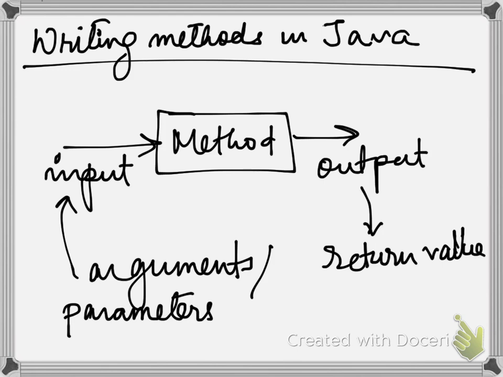Now, most programming languages allow only a single value to be returned, while there are some others which allow you to return more than one value. So, you have a method which may or may not take some input in the form of arguments and parameters, and may or may not give a return value. So, let's look at the syntax in Java.